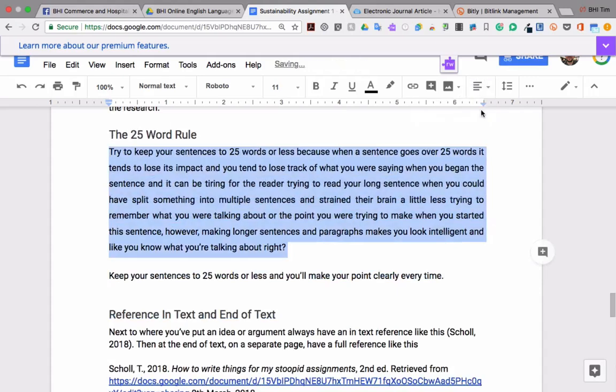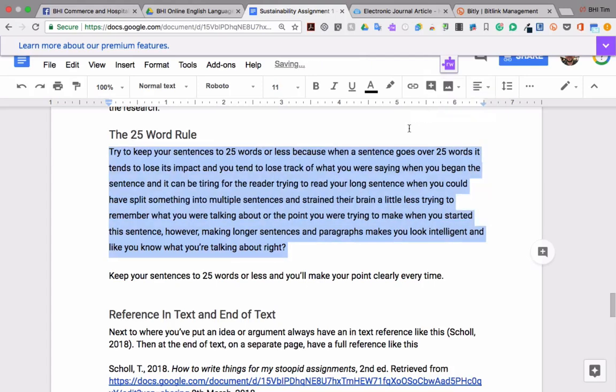Do not justify the text unless your teacher asks you to do so. Why? Because sometimes justification ends up with one line where it has like 3 or 4 words spread across the entire line, and that is annoying to read. So leave it left aligned unless your teacher specifies that they want you to justify it.